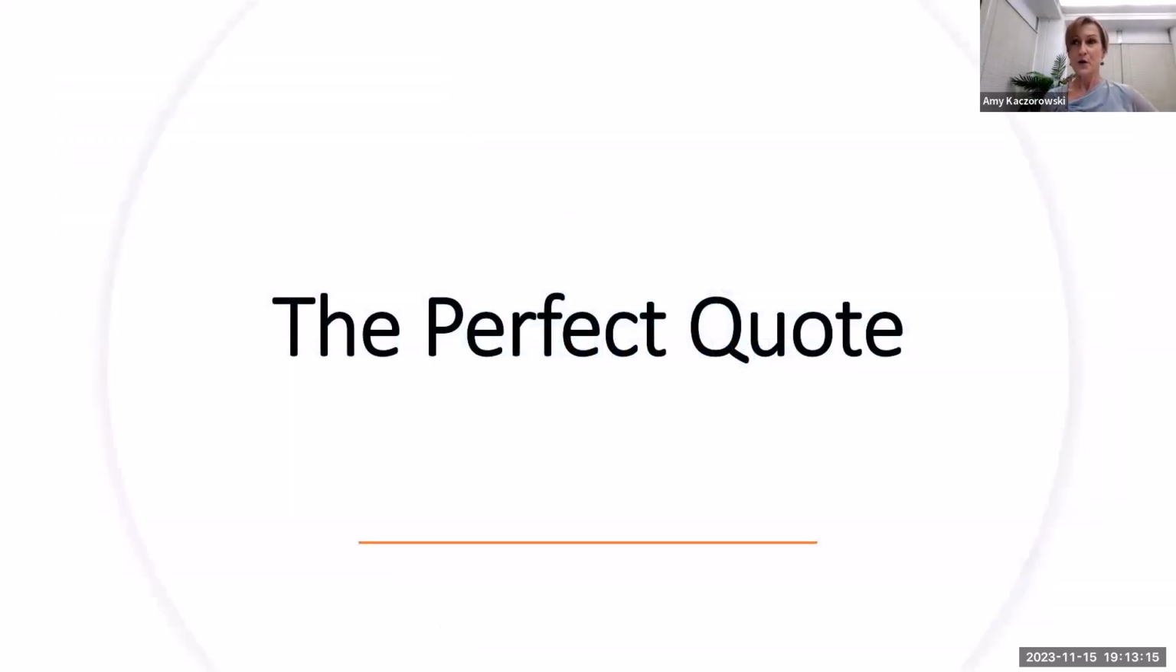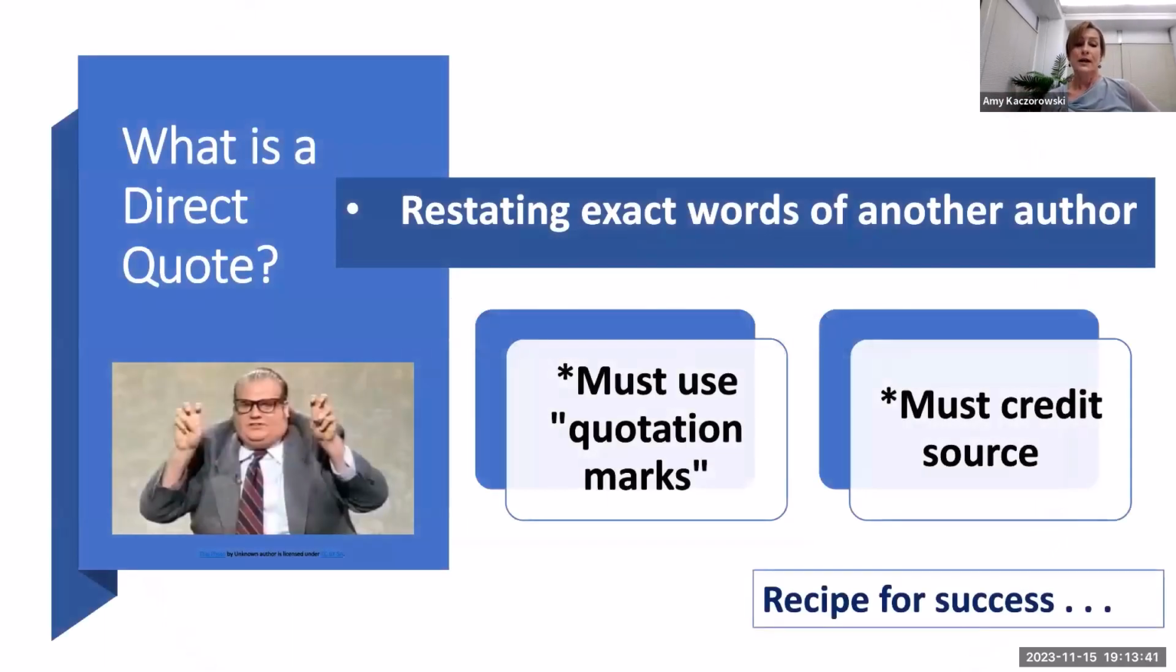So we know where to find the information. We know we have a couple ways to present the information. Let's look a little bit more at how to present that information. Let's look at the perfect quote. So you find a passage in a book or a journal article, and it says exactly what you want to convey in your paper. So how do you go about incorporating that into your paper? First we'll say, what is the quote? The quote is taking exact words from the author. You are taking it word for word from the source. You must use quotation marks, and you must credit the source.